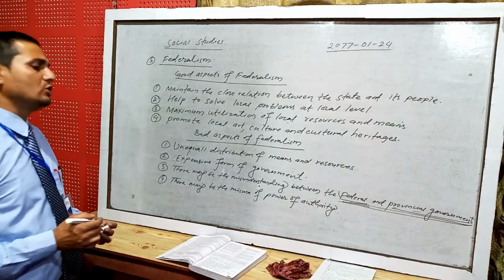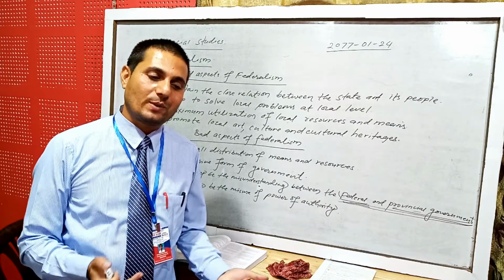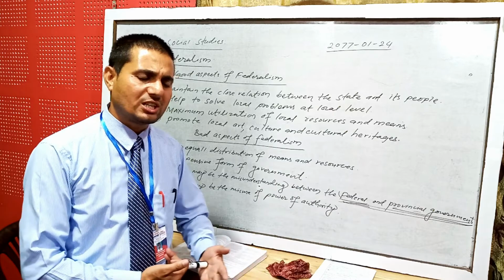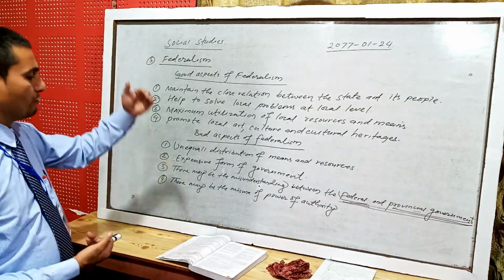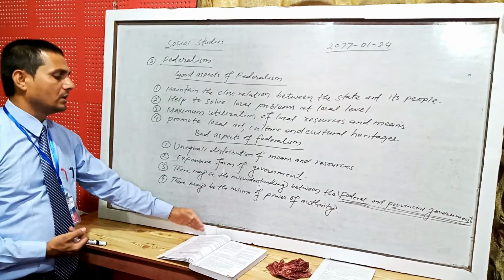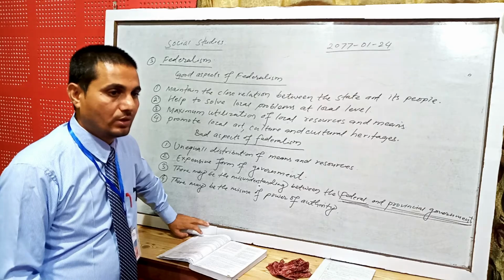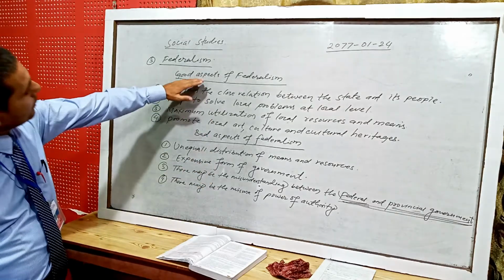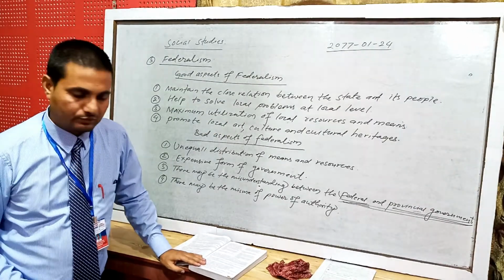And next one is that there may be misuse of power and authority, because there are many more government representatives. So there is a high chance of misuse of power and authority. Okay, dear students, these are some good aspects and bad aspects of federalism.